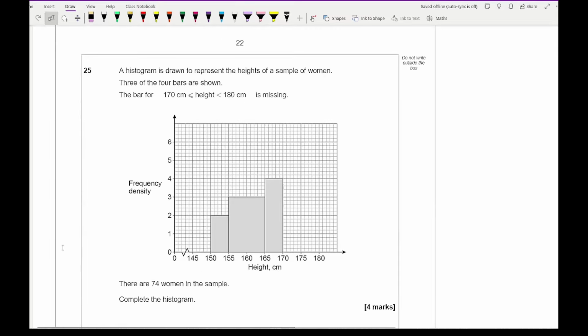Now moving on to question 25. A histogram is drawn to represent the height of a sample of women. 3 of the 4 bars are shown. The bar for 170 to 180 is missing. There are 74 women in the sample. Complete the histogram. What we need to do first is work out the frequencies for each of these bars. Now how do we do that? Well, the frequency is basically the area of the bar.